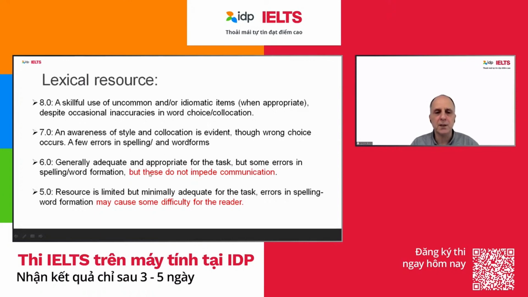But the key point I want to highlight here: for a 6, you can have some errors, but these do not impede communication. So basically, it's easy to read. For a 5, errors may cause some difficulty for readers. So just really highlight those. That's why it's important to read through once you've completed it, especially your paragraphs. You don't have to read everything, but really read through your paragraphs again if you get a chance.